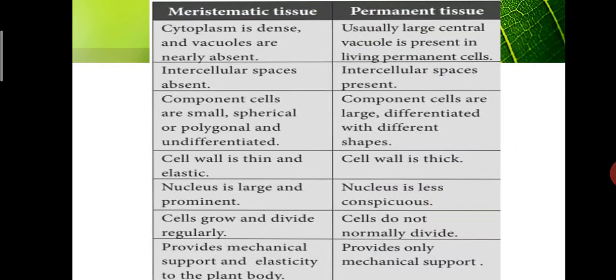In meristematic tissue, the cell wall is thin and elastic. Here the cell wall is thick because they are lignified. In meristematic tissue, they are non-lignified. In meristematic tissue, the nucleus is large and prominent. Here the nucleus is less conspicuous. Cells grow and divide regularly. In permanent tissue, they do not normally divide because they are grown tissues. Last point, provides mechanical support and elasticity to the plant. Permanent tissues provide only the mechanical support.